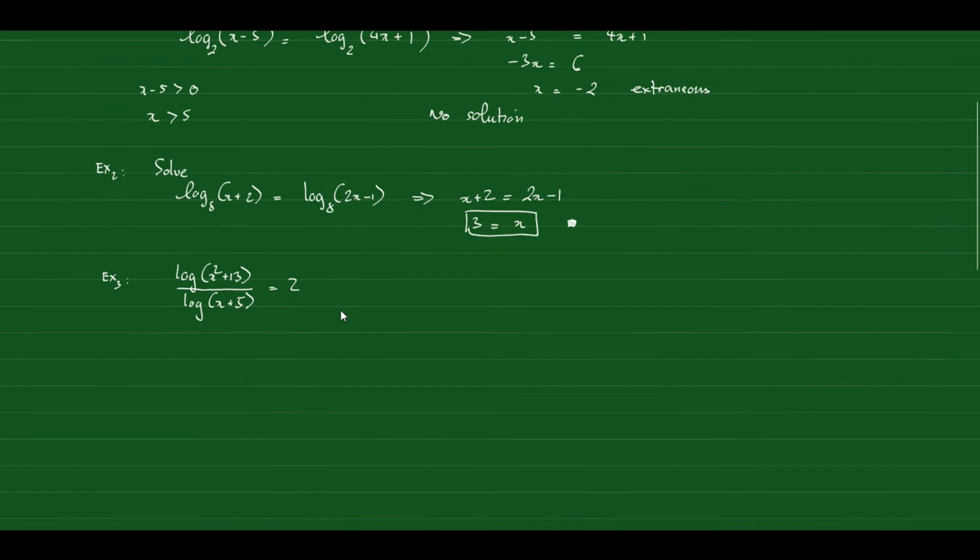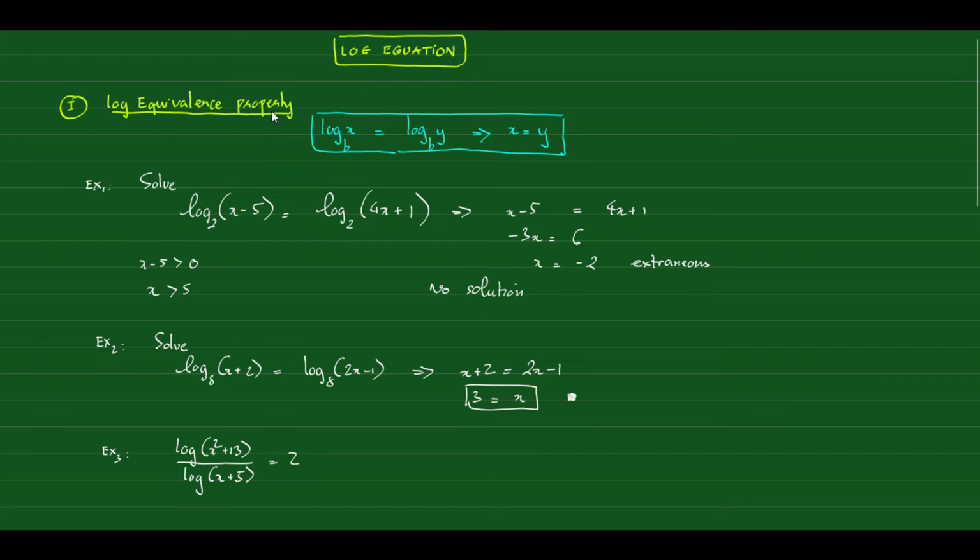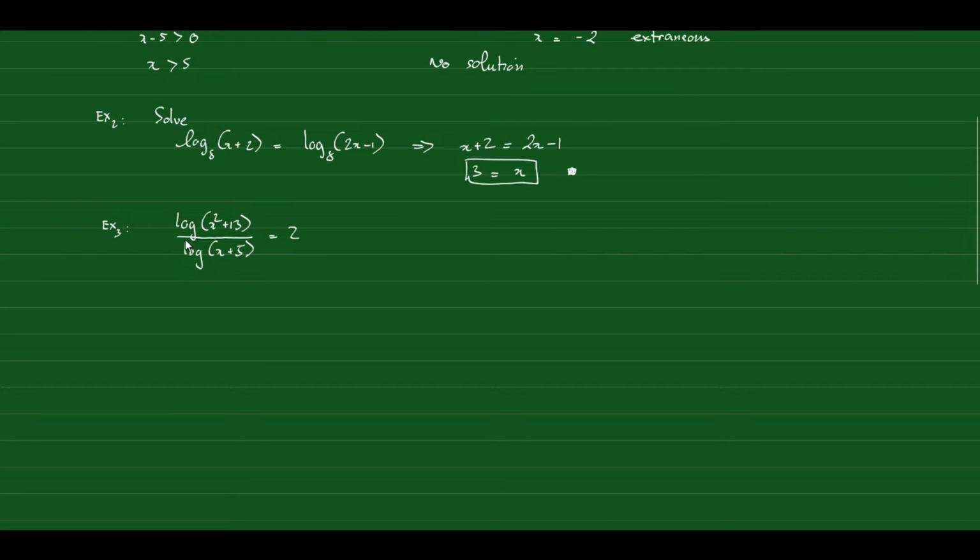In order to use the log equivalence property, you have to have a log on both sides, and we set up the arguments. Over here we have the log on the same side, so we need to bring this log over here. From here we can multiply both sides by this log. So I will have this: multiply both sides by log base 10 of x plus 5, equal to 2 log base 10 of x plus 5.